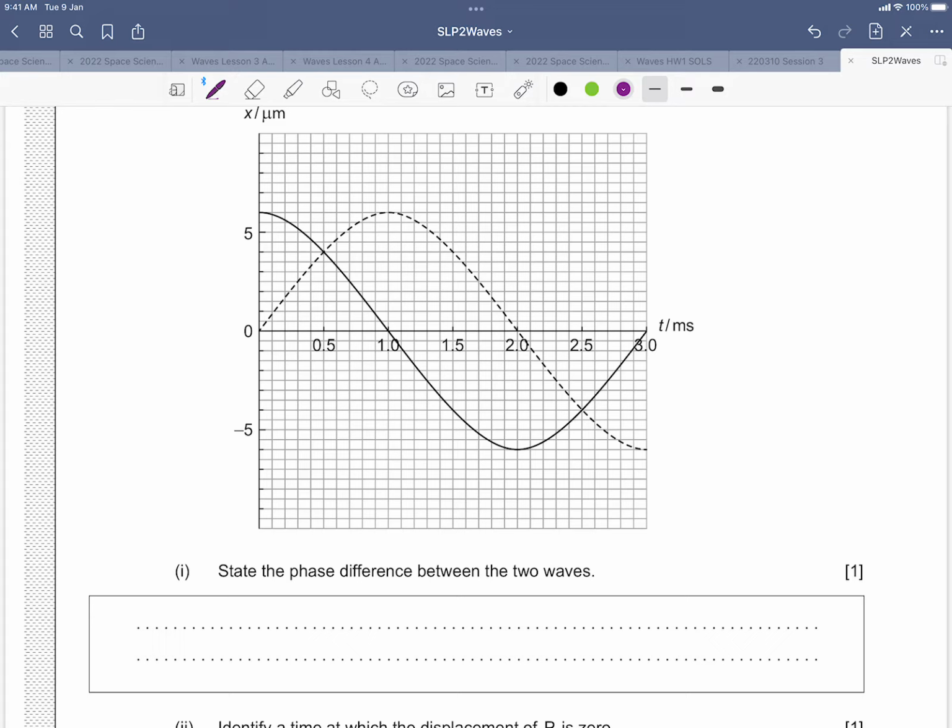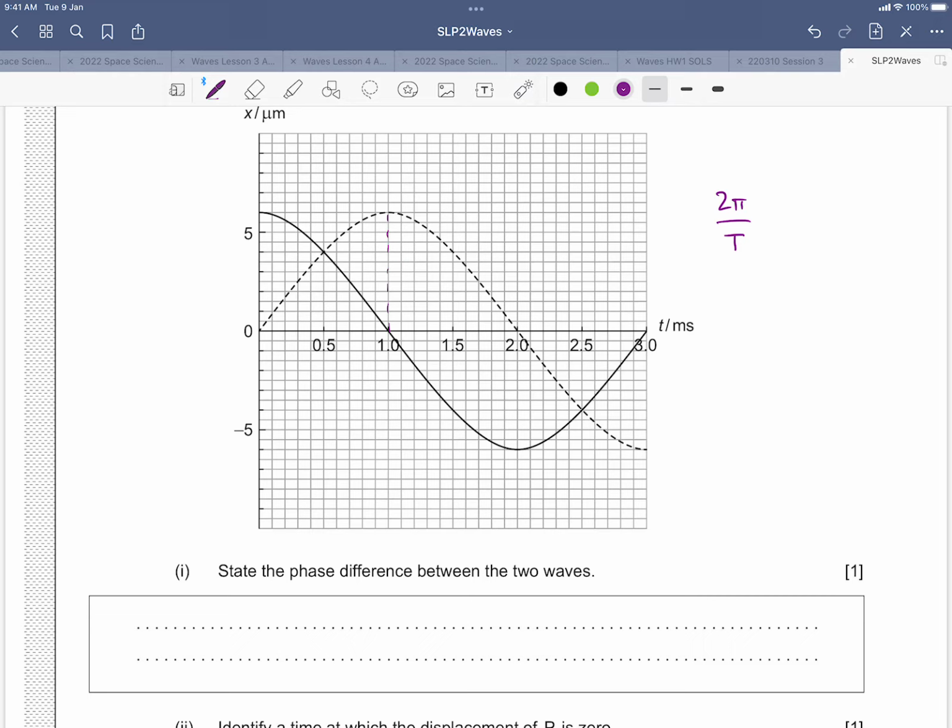So remember that 2 pi radians corresponds to 1 full period. This is the angular frequency, omega equals 2 pi over T. We can see that the difference here between the two waves is 1 millisecond. Okay, so they're sort of lagging. One is 1 millisecond ahead of the other.